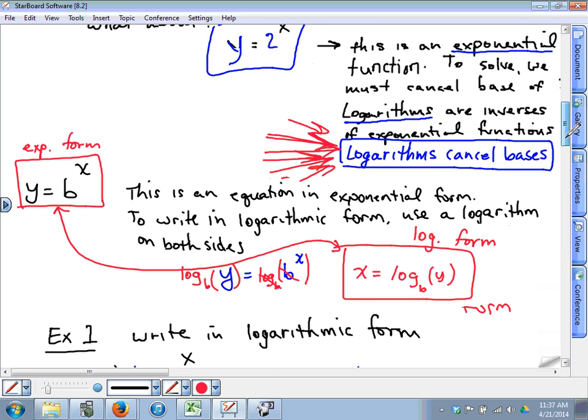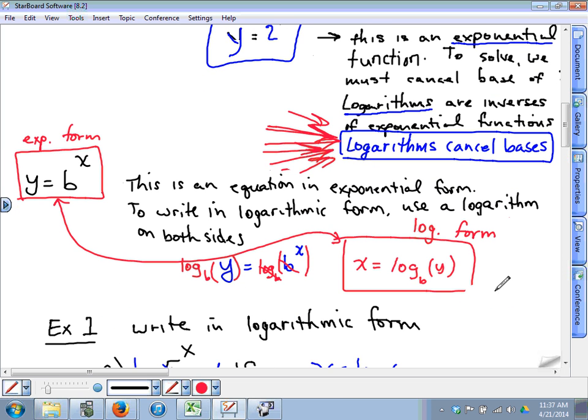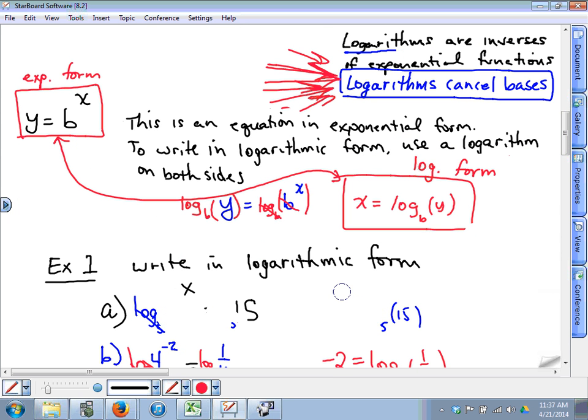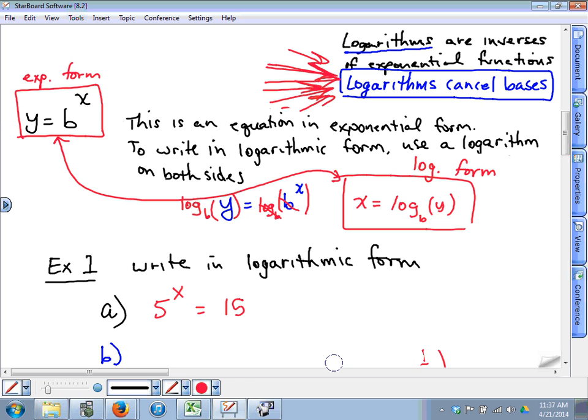So here's something to practice. Write in logarithmic form. Here's example 1. This is not what we're doing, we're not solving. We're not solving today. So our work is just rewriting. So 5 to the x equals 15. I'm not asking for what x equals, just write this in the other form, the logarithmic form.